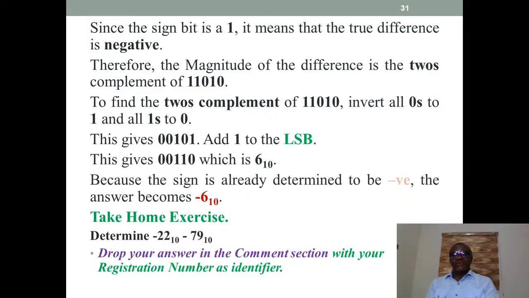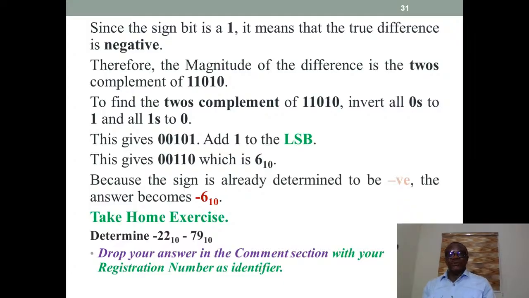Therefore, the magnitude of the difference is the 2's complement of 11010. To find the 2's complement of 11010, we invert all the zeros to 1 and all the ones to 0. This gives 00101. Then we add 1 to the least significant bit. This gives us 00110, which is 6 in base 10. Because the sign is already determined to be a negative, then the answer becomes minus 6 in base 10.